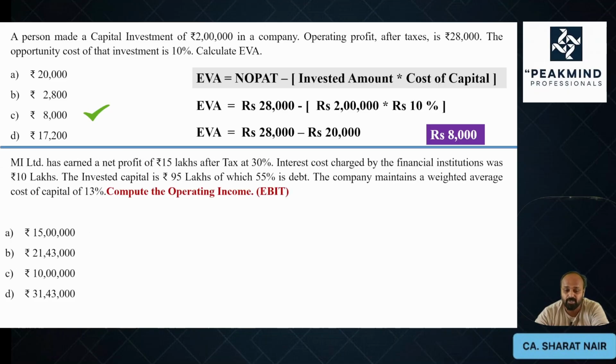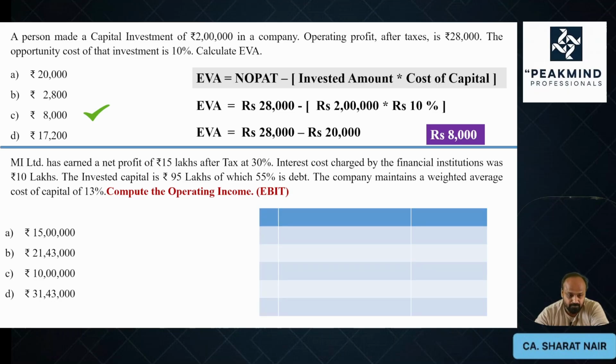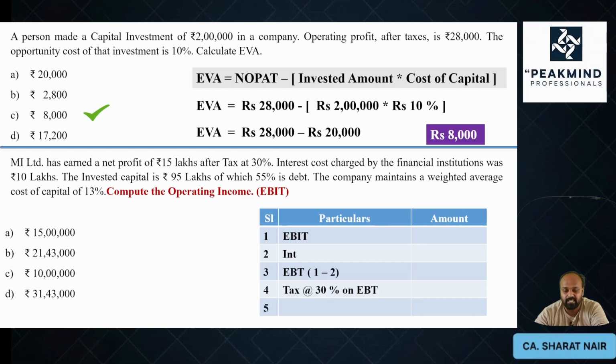Moving on to the next MCQ. Here they are asking us to find out EBIT. Please mark this as important because here it involves a little application. So mark it as an important question. We know the format: EBIT, my earning before interest and tax, minus interest gives me earning before tax. From that, if I deduct tax, I will get earning after tax. In this question, the tax rate is 30%. Also, they have given us earning after tax, which is net profit, as 15 lakh.